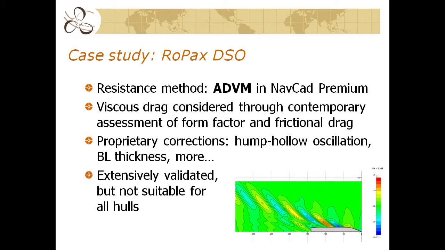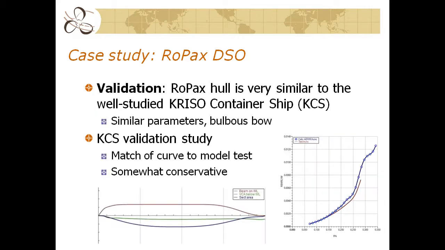Interestingly, very shallow hulls like a sailing boat scow would not be suitable for it as well. It tends to overpredict significantly. So we looked for a validation study to prove that the method was suitable for a vessel of this type.